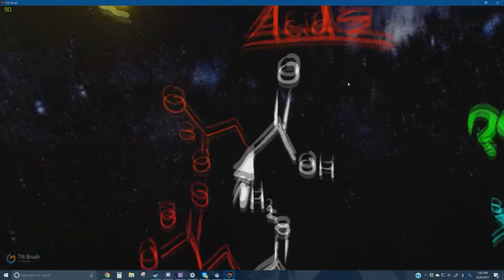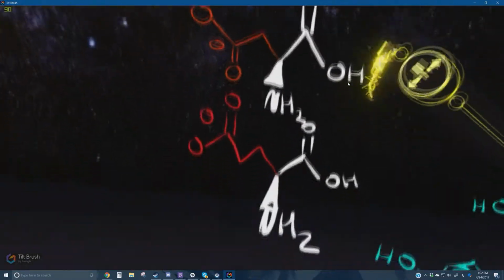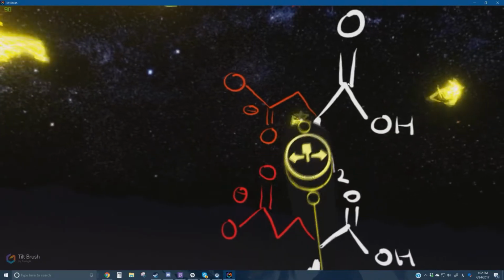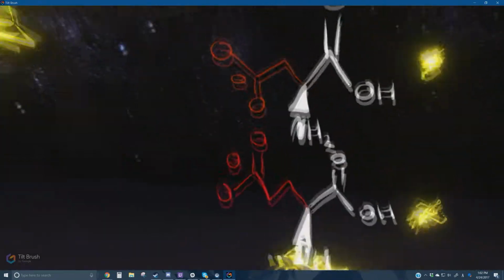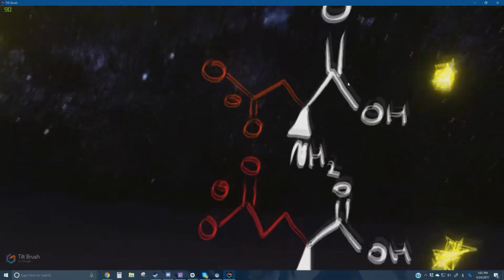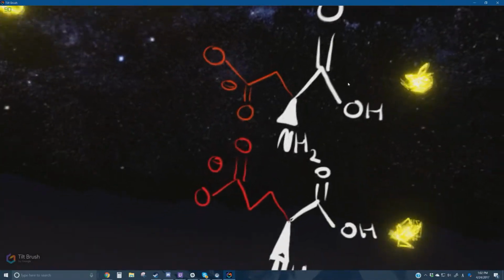Next up, we have the negatively polar amino acids, with the first one being aspartic acid. Keep in mind that the differing color is what makes it an R group. The second one is glutamic acid, and glutamic acid is different from aspartic acid in that glutamic acid has an additional carbon in its R group.